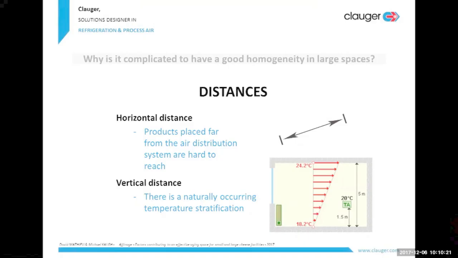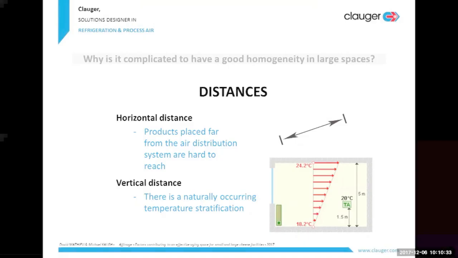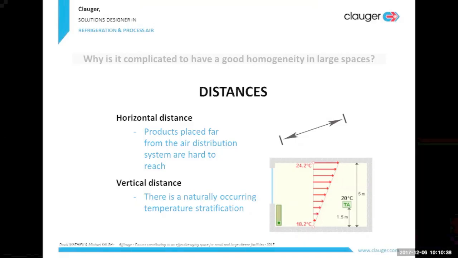We can see a small drawing here, but it's more with a static system. Just to give an example, in a 5-meter room you can have as much as 6 degrees difference between the bottom and the top. So you can imagine that cheese on the lower shelves will not age the same way as the cheese on the top of the shelves. So of course you can't have homogeneity. So be careful with large spaces.